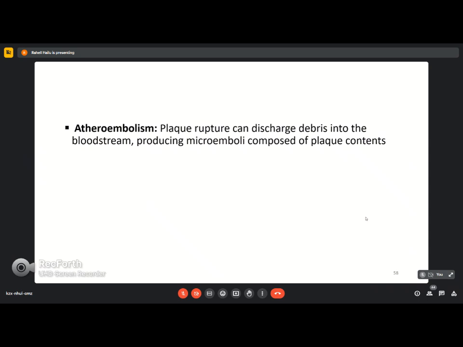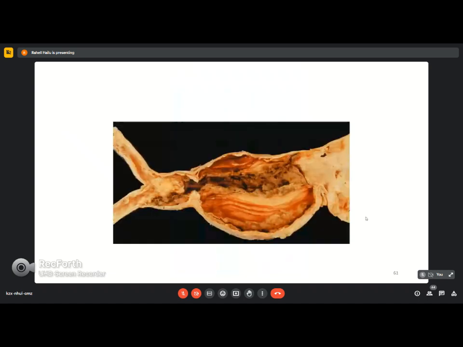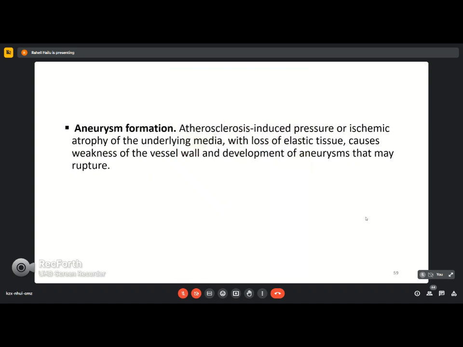So, embolism. Whenever a plaque ruptures, it can discharge its debris, macrophages or the extracellular degenerative lipid components. All of them will be released into the bloodstream, and in circulation it can go anywhere, and they can form microemboli that are composed of this plaque content. Another thing is that it can lead to aneurysm formation, and we will discuss the aneurysm part.